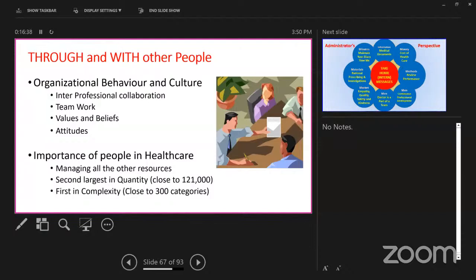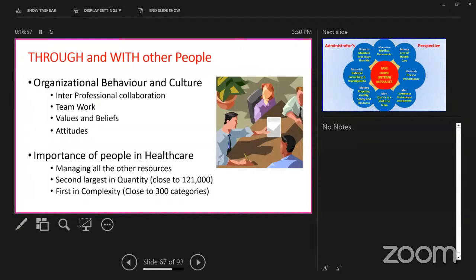But we are the first in complexity. We have almost close to 300 categories of health staff, from supportive staff, health assistants to the senior consultants. So diverse, complex people working in healthcare. So teamwork, your values, beliefs, attitudes, everything is important.